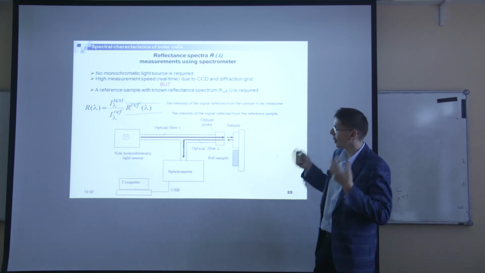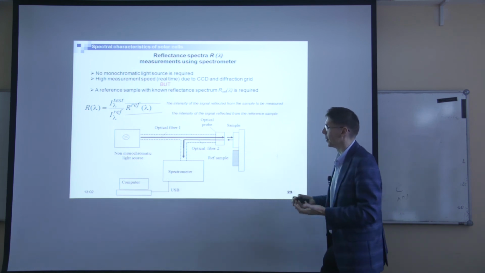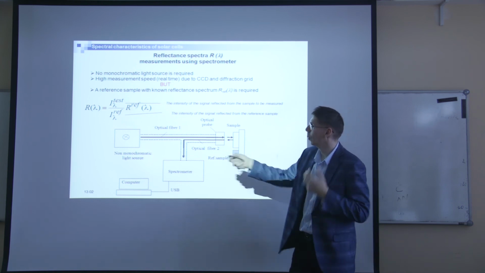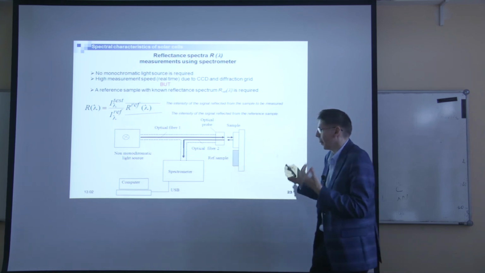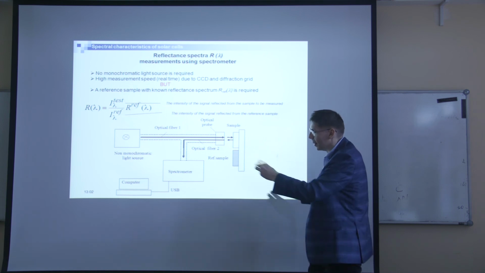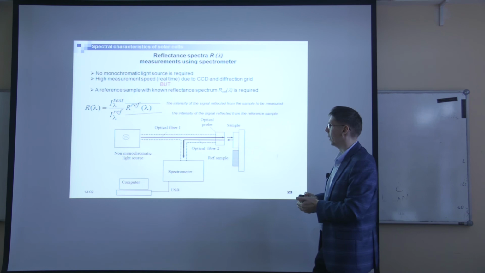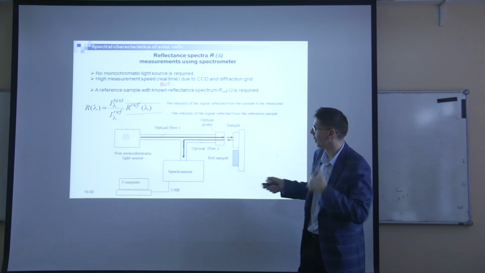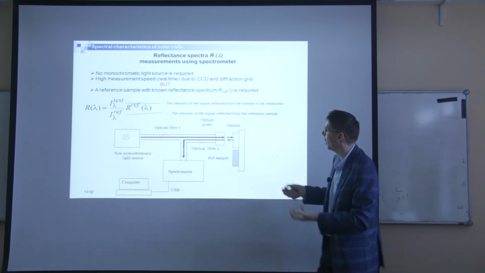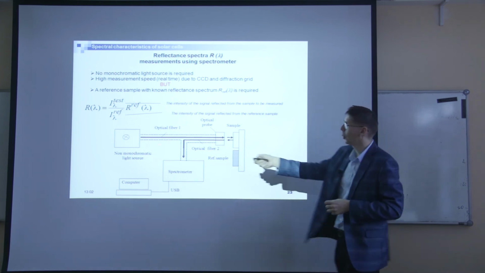Why is it better? Because it's quite fast. You can perform the measurement in situ. You can even in situ have some kind of mapping of the surface. So again, you have a source of light with the optical fiber, and then actually it's not only one fiber.